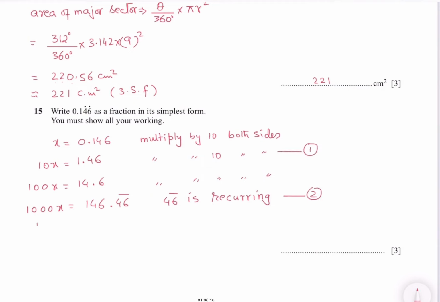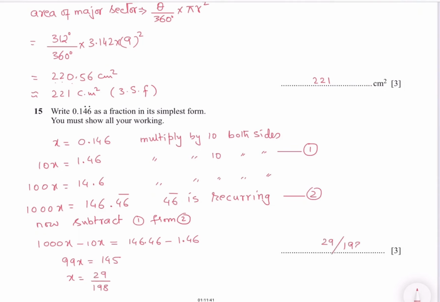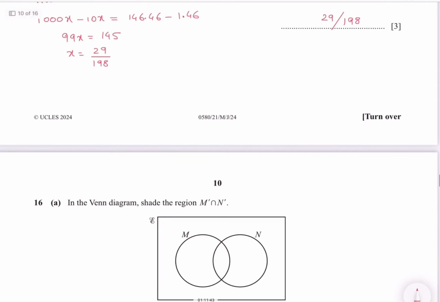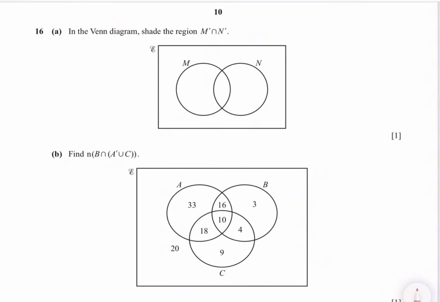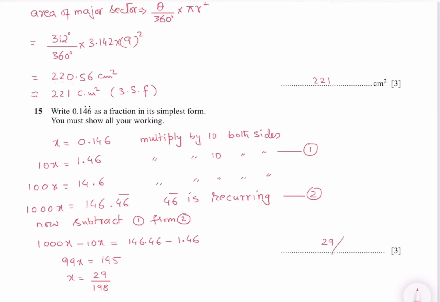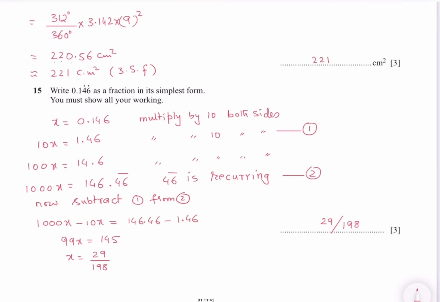So equation 1 and 2, I have to subtract 1 from 2. So I will get 1000x minus 10x equals 146.46 minus 1.46. So 99x equals 145. So x is equal to 29 over 198. Actually I have already simplified it. So that's why I'm writing it directly in the answer space.